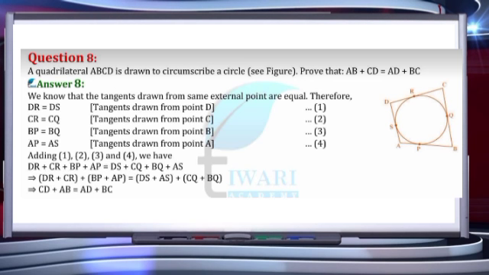As you can see, DR plus CR makes CD. Similarly, BP plus AP makes AB. On the other side, DS plus AS makes AD. Similarly, CQ plus BQ makes CB. So hence our result is CD plus AB is equal to AD plus CB. The only thing we need to keep in mind is which side should be taken corresponding to which side.